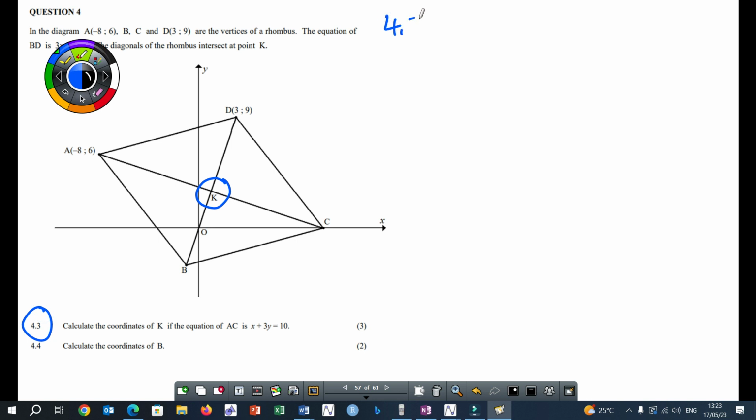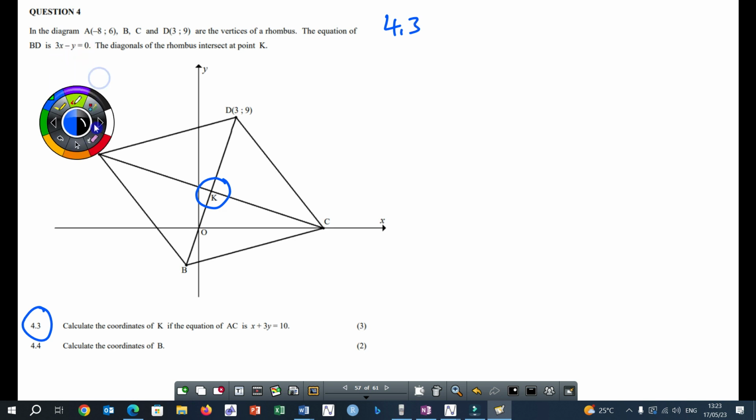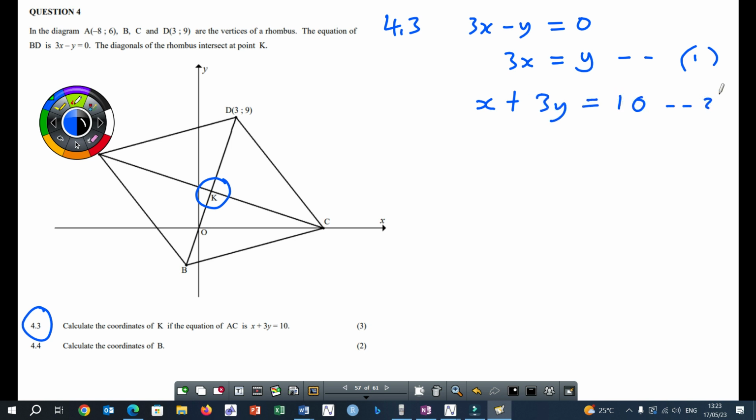So I'm going to use the what? The equation. So the equation for BD is 3x minus y equal to 0. So 3x is equal to y. So I'll call this one here my equation 1. Then the equation for AC is x plus 3y equal to 10. So that's equation 2. Okay?